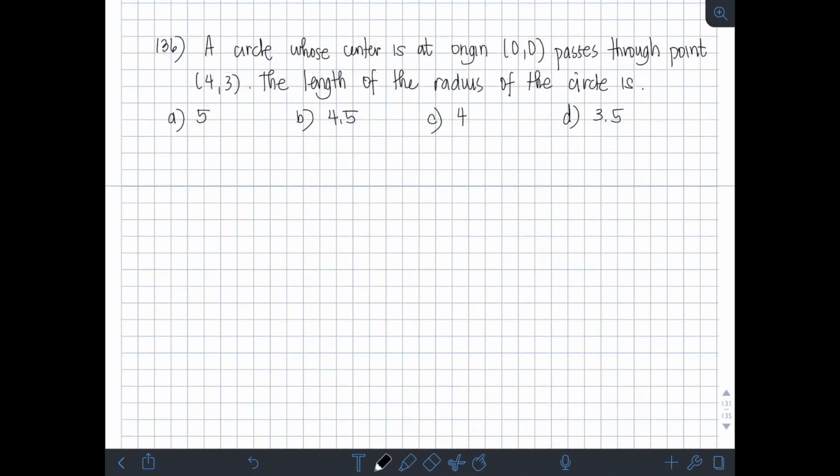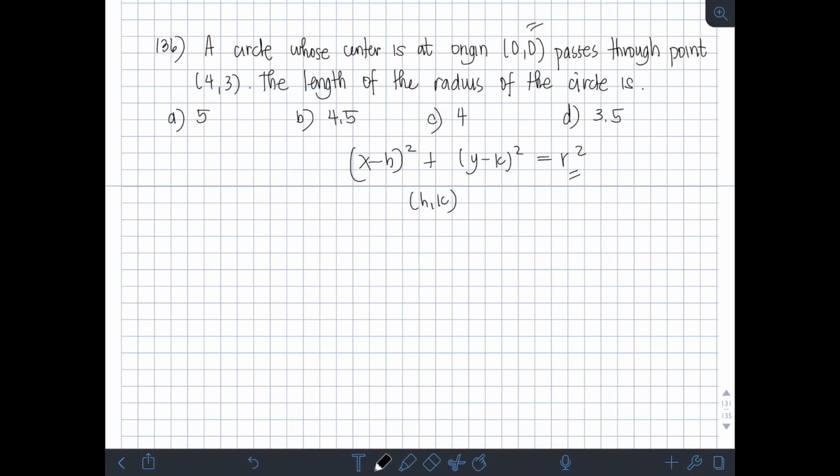Okay? Next, we have a circle whose center is at origin 0, 0, passes through point 4, 3. The length of the radius of the circle is... Okay, so, by analytic geometry, meron tayong standard equation of a circle, yung center-radius form, right? So, ito ay (x minus h) squared plus (y minus k) squared equals r squared. Kung saan yung h, k yung coordinate ng center natin. Tapos yung r yung radius.